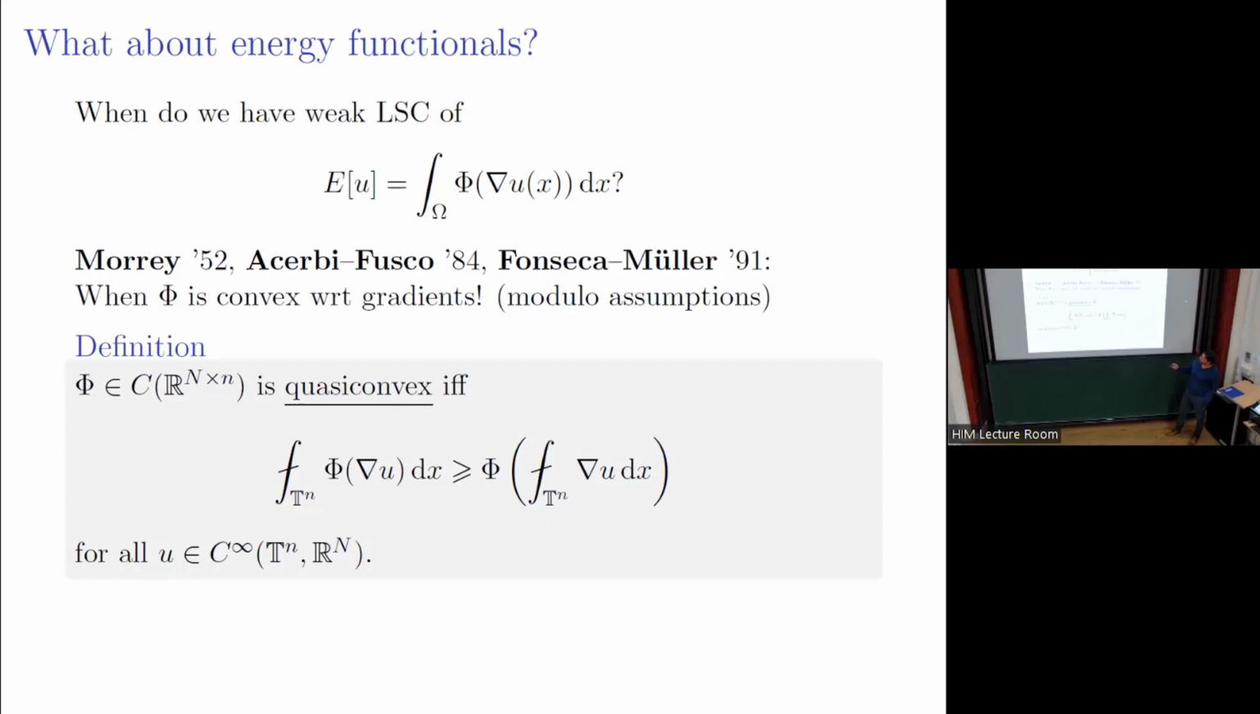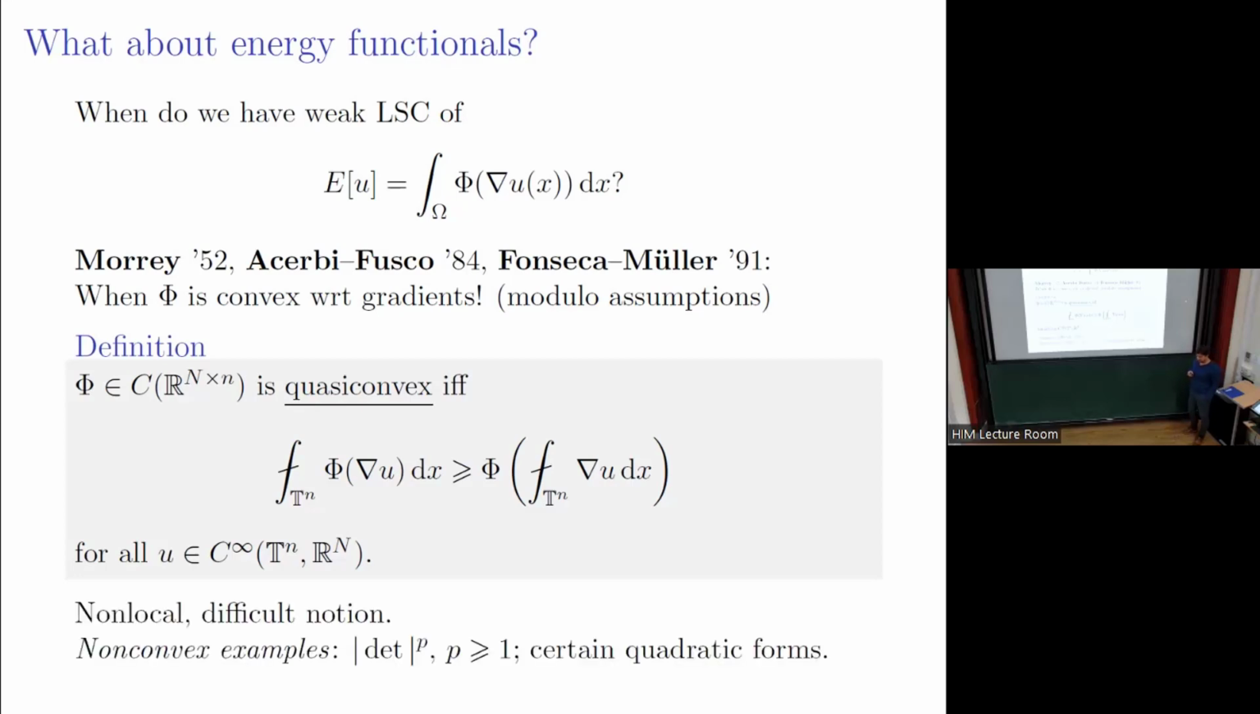We have Jensen's inequality: the average of phi of u is bigger than phi of the average of u, for functions u. Now I'm saying this is like Jensen's inequality, but I restrict the competitors inside the nonlinearity to just gradients of periodic vector fields. The relevance of this notion for calculus of variations and lower semi-continuity was acknowledged long ago, probably even before Morrey.